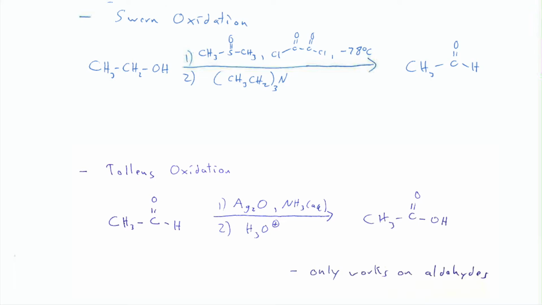Then the alcohol attacks that, does a little SN2 type chemistry, and then ultimately the triethylamine removes one of the hydrogens from the carbon and then pushes off the chlorine as a leaving group. So that's where this actually comes from. It's a pretty convoluted mechanism, though, but that's where it is.